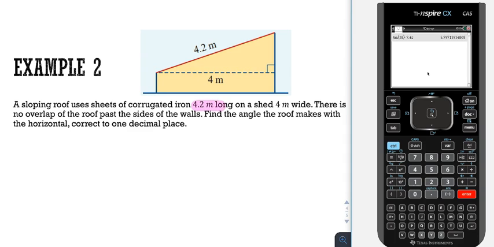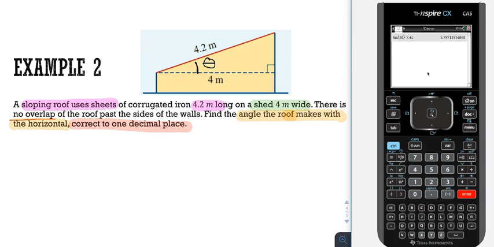Example 2. The sloping roof uses sheets of corrugated iron, 4.2 meters long, on a shed 4 meters wide. There's no overlap on the roof past the sides of the wall. Find the angle that the roof makes with the horizontal, correct to 1 decimal place. We've already got a diagram here, so I suppose our first major hurdle is already done for us. What we're after finding is the angle the roof makes with the horizontal. That's this angle in here. This is our horizontal. The angle in here is the one that the roof makes.